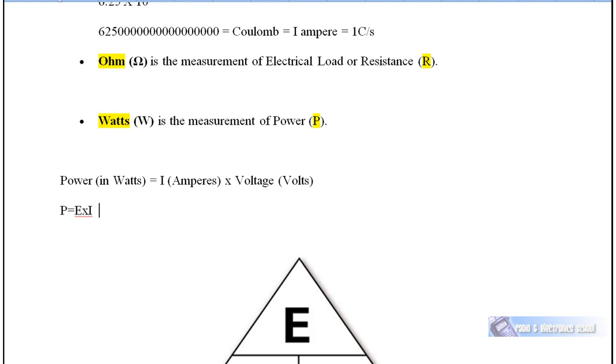Sometimes when two letters are written beside each other without a multiply sign, it means they are multiplied together. So we could have just as easily written P equals EI, E by I. So if you know the voltage and you know the current, you know the power in watts. If you had 10 volts and 10 amps, then 10 times 10 would give you 100 watts.